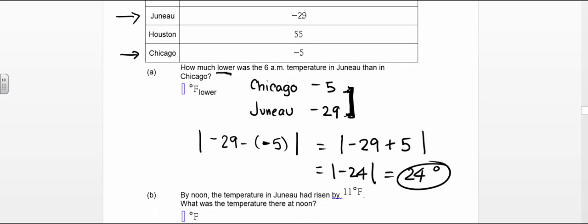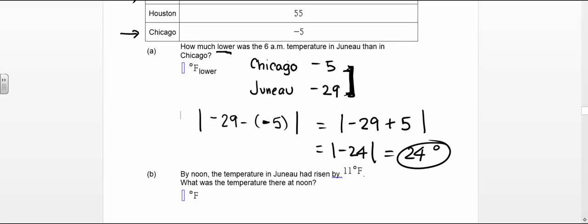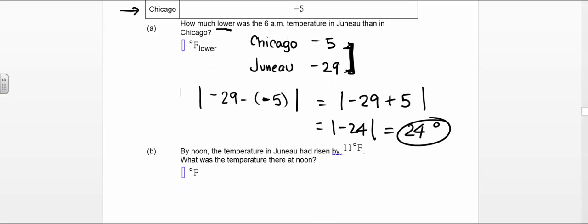The second part says, well, after 6 hours, by noon, the temperature in Juneau rose 11 degrees Fahrenheit. Right, so we started off, here's Juneau at 6 a.m. We're at -29. And then at noon, we rose, right? We rose some 11 degrees. So that means we added 11 degrees.